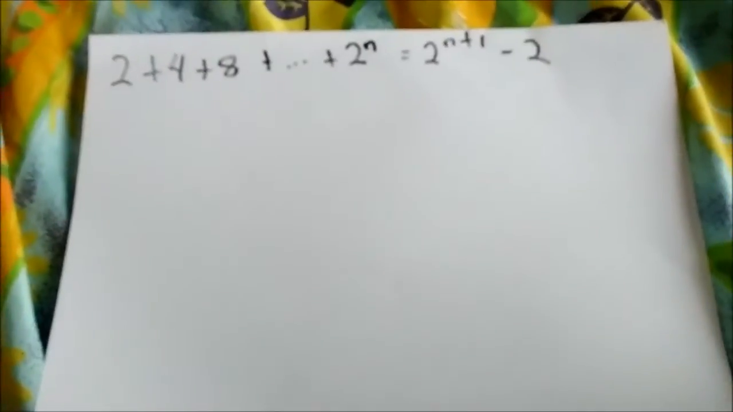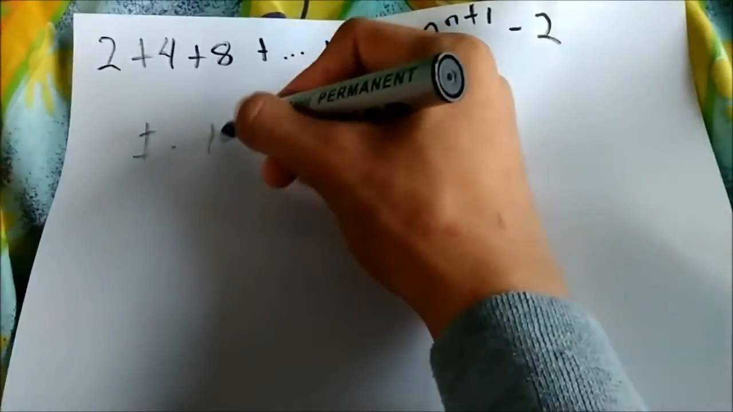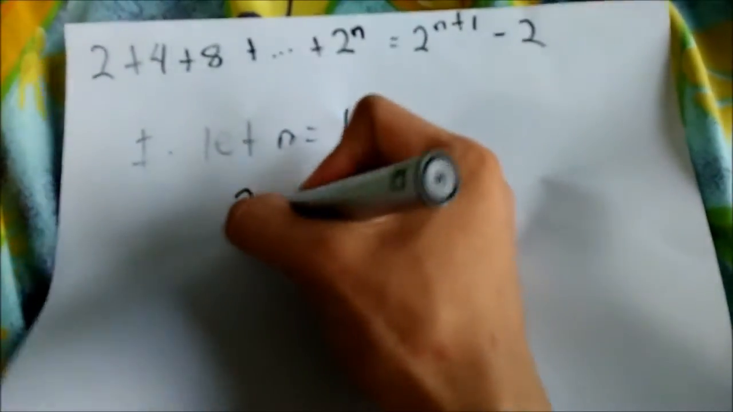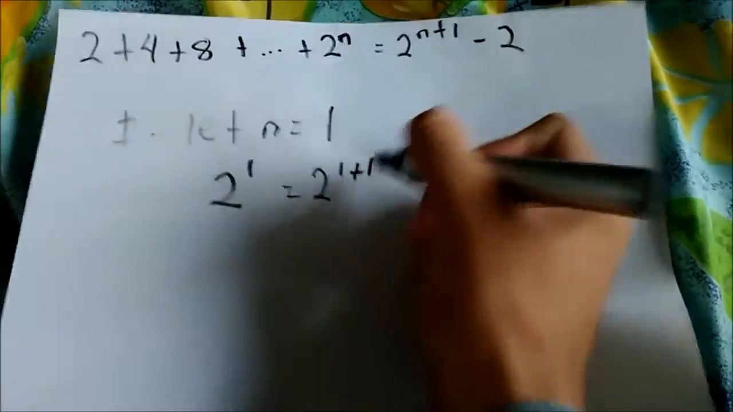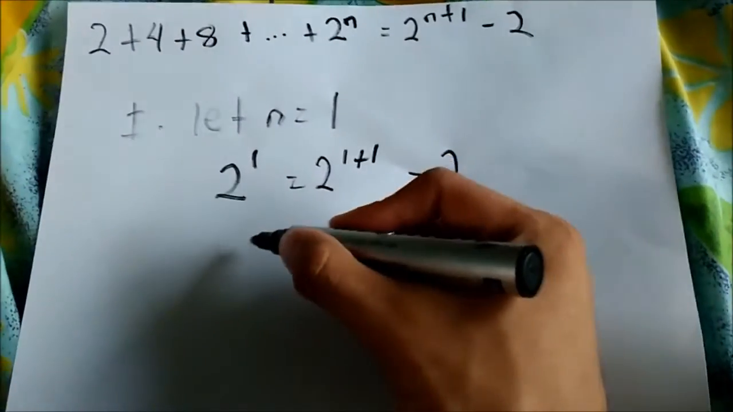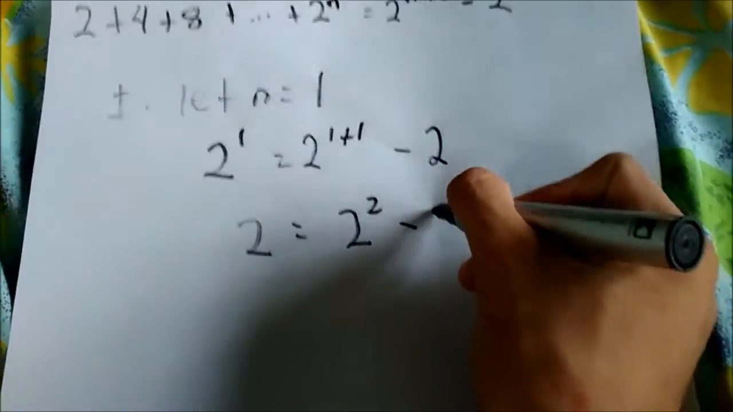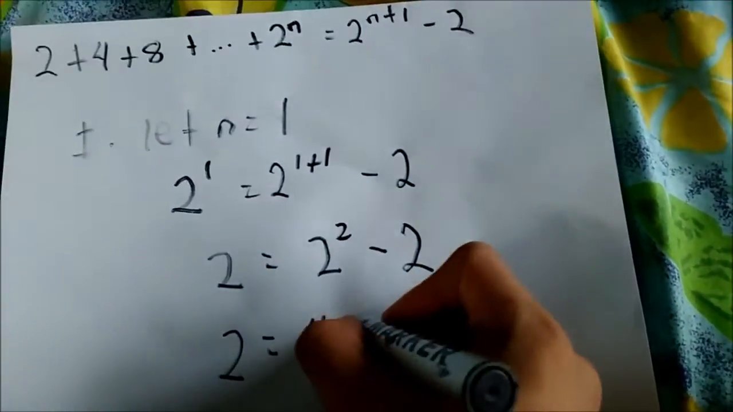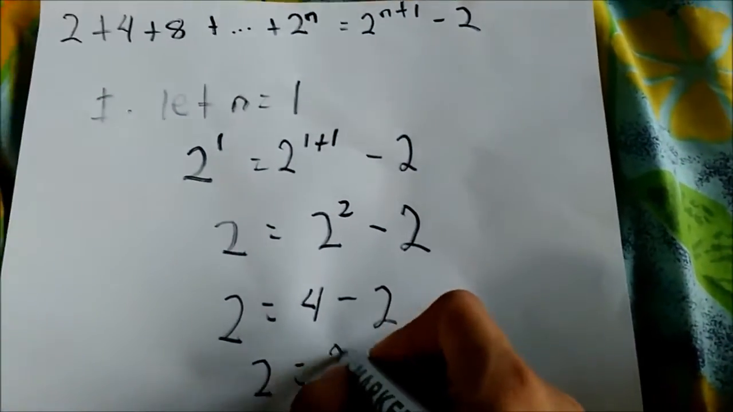Number 3, you're going to prove that the sum of n terms of this series is equal to 2 raised to n plus 1 minus 2. So first, the verification. Let n is equal to 1. So 2 raised to 1 is equal to 2 raised to 1 plus 1 minus 2. 2 raised to 1 is equal to 2 is equal to 2 raised to 2 minus 2. 2 is equal to 4 minus 2. 2 is equal to 2. Therefore, it can be proved using mathematical induction.